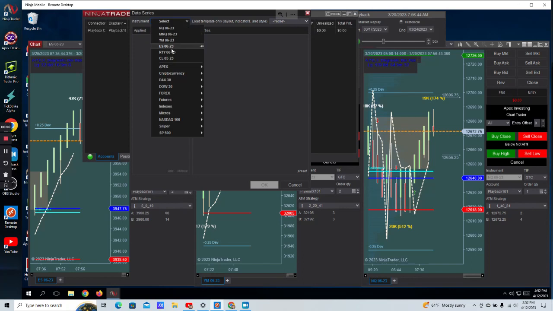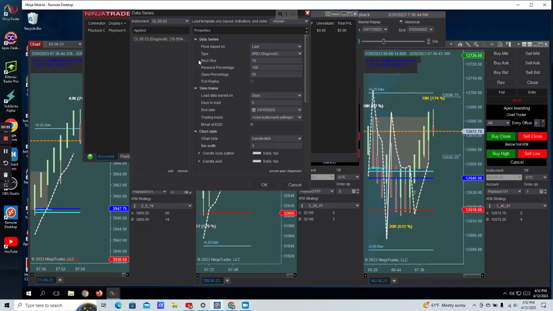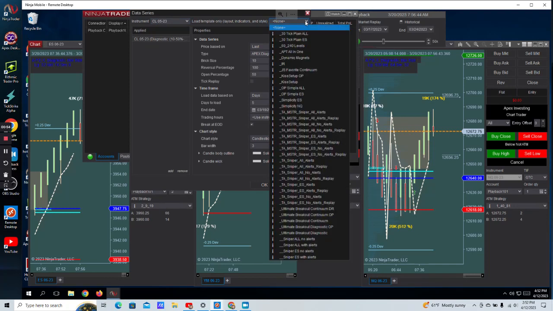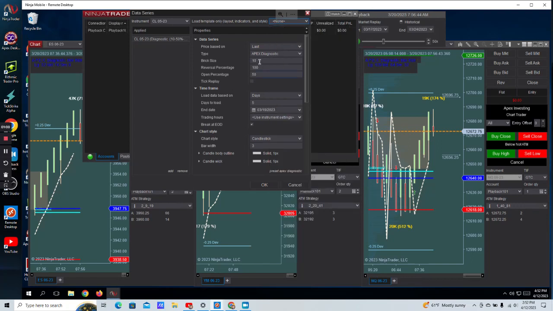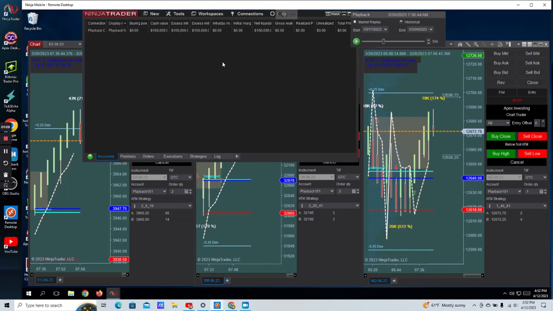We'll just do crude oil. Open up KISS setup, and then whatever tick size you want the bricks to be. You don't need tick replay. It's not the sniper chart. I only load one day, and that's how you get it.